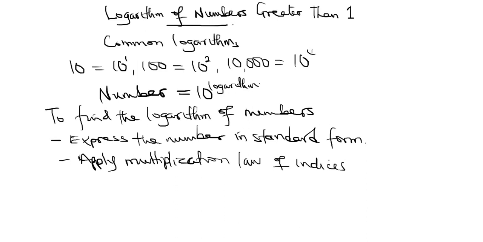For instance, you have a number that you want to find the logarithm of. Let's say you want to find the logarithm of 850.9. Now you can express this number in standard form, and when you do, you are only moving your decimal point 1, 2. So the number becomes 8.509 times 10 raised to power 2. This 2 is our characteristic, the integer.